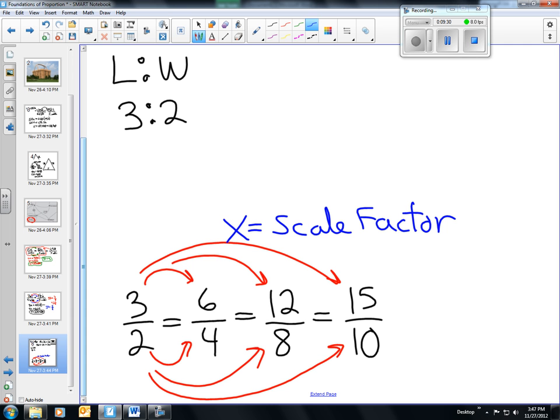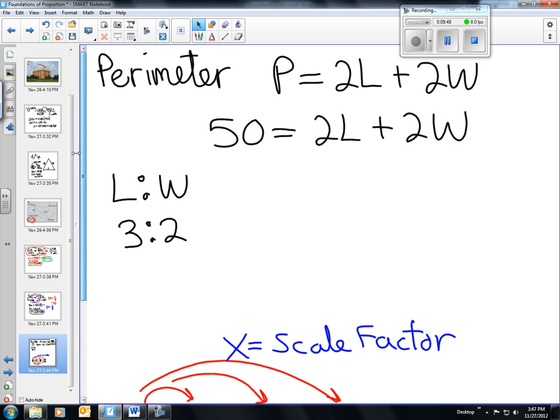So 3 times some number x, which is the scale factor, is going to give us the length that we're going to want for the new rectangle. And then 2 times that same number x, the scale factor, is going to give us the new width for our rectangle. So what we're going to use in our equation, instead of L and W, we're going to replace L and W with what we know their proportion is in the problem.